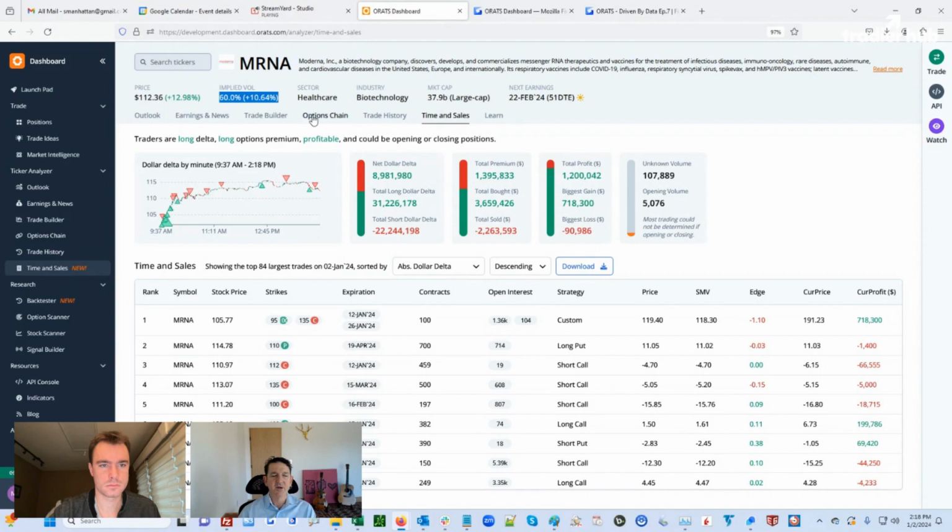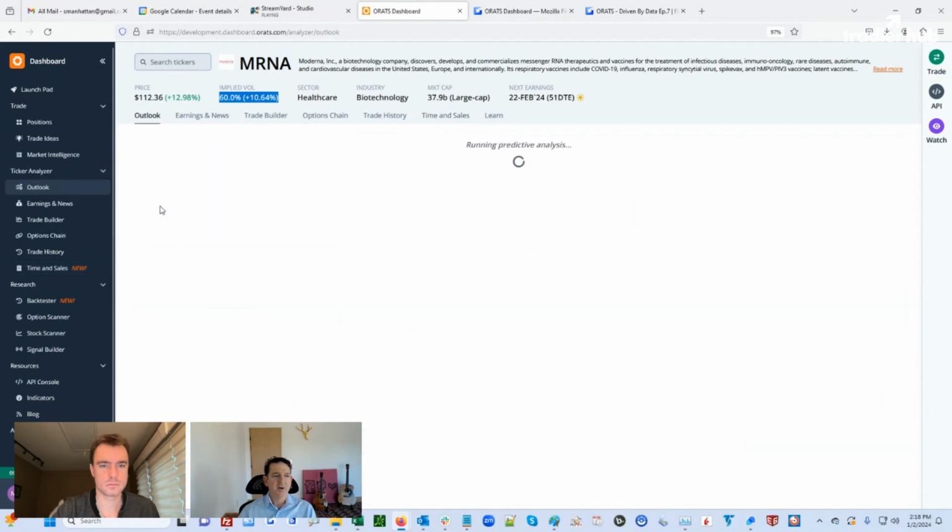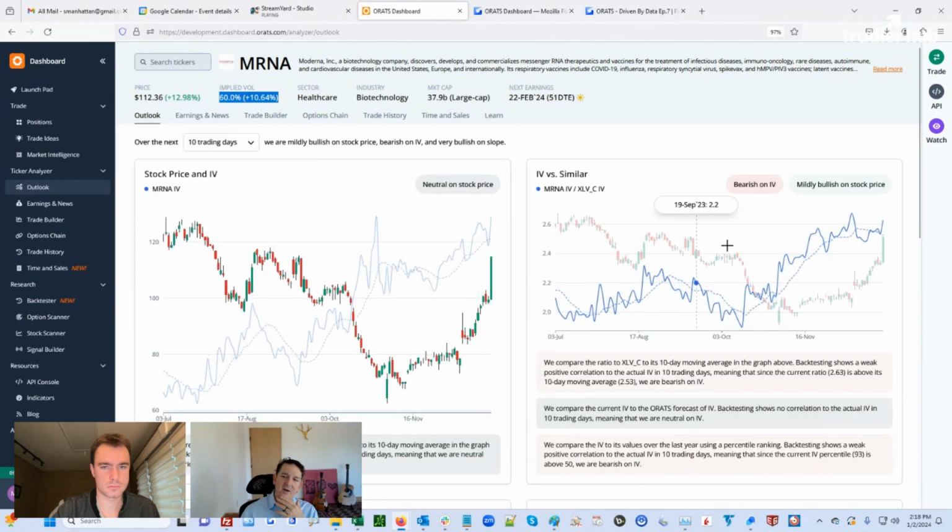I don't like to play these that much, but what I do like to play is when something like this is happening. Moderna is a pretty large piece of the ETFs. So if you go to the outlook for Moderna, we can look at what their implied volatility is compared. This is the graph of Moderna to the XLV, the components of the XLV. So Moderna was way down here and has come up. It's a higher vol stock than a lot of the pharmaceuticals.